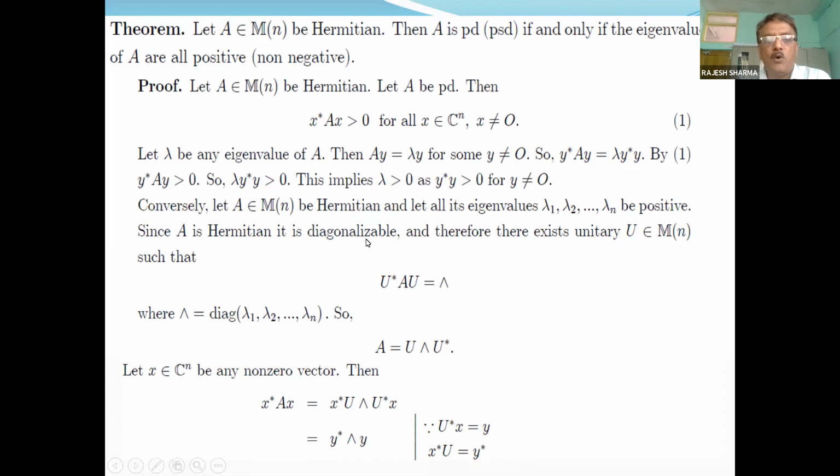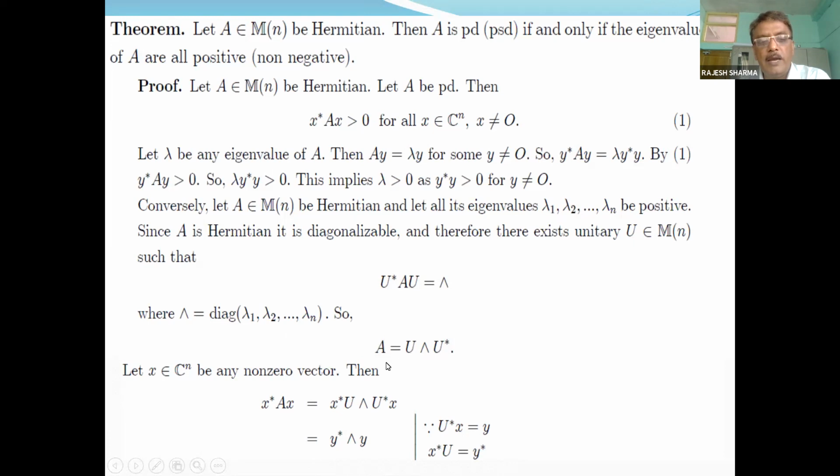Since A is Hermitian, it is a normal matrix, and we know normal matrices are unitarily diagonalizable. So we can write U star AU is equal to lambda, where lambda is the diagonal matrix diag(lambda 1, lambda 2, up to lambda n). Then A is equal to U lambda U star, because we multiply by U on the left and by U star on the right. So A can be written as U lambda U star.